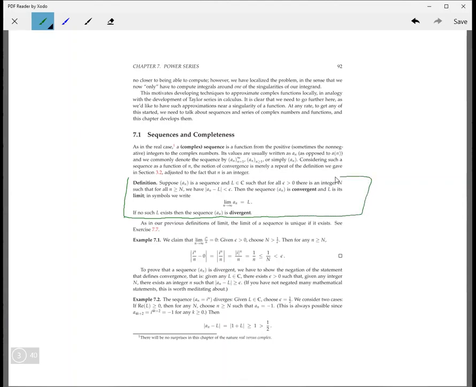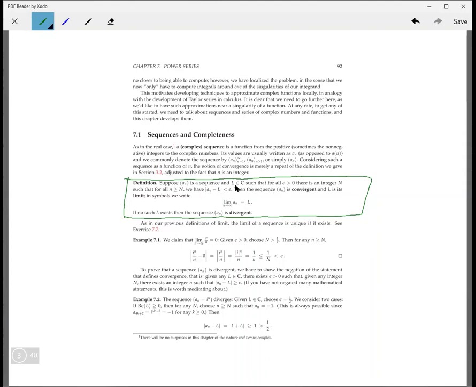This is the definition of the limit as n goes to infinity of a sub n equals L for complex numbers. Essentially it's the same as the definition for real numbers, except that the absolute value is replaced with modulus. So it looks really the same, because absolute value notation is the same as modulus notation.